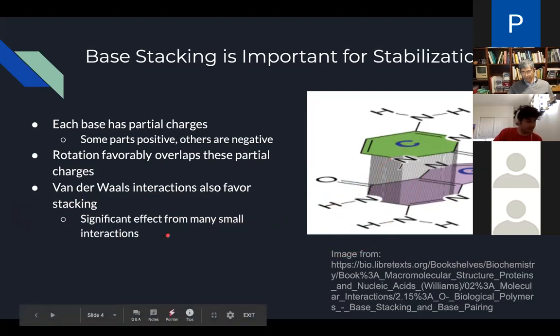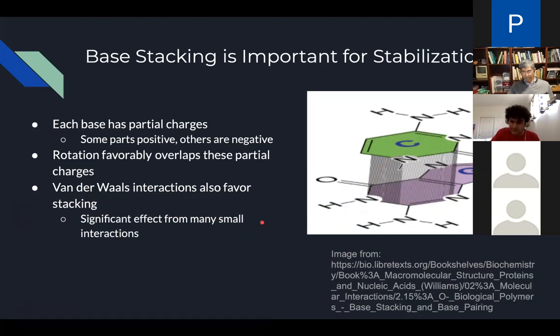And that's really all I have to cover for my section. Does anyone have any questions about base stacking or anything else I talked about previously?